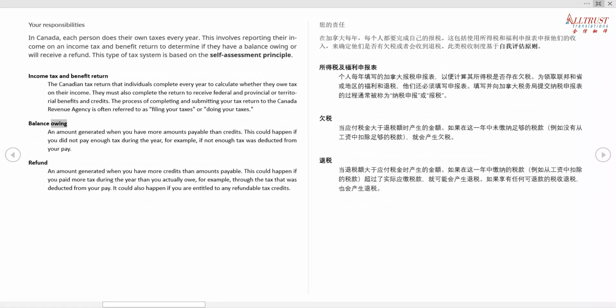Balance owing. An amount generated when you have more amounts payable than credits. This could happen if you did not pay enough tax during the year, for example, if not enough tax was deducted from your pay. Refund. An amount generated when you have more credits than amounts payable. This could happen if you paid more tax during the year than you actually owe, for example, through the tax that was deducted from your pay. It could also happen if you are entitled to any refundable tax credits.